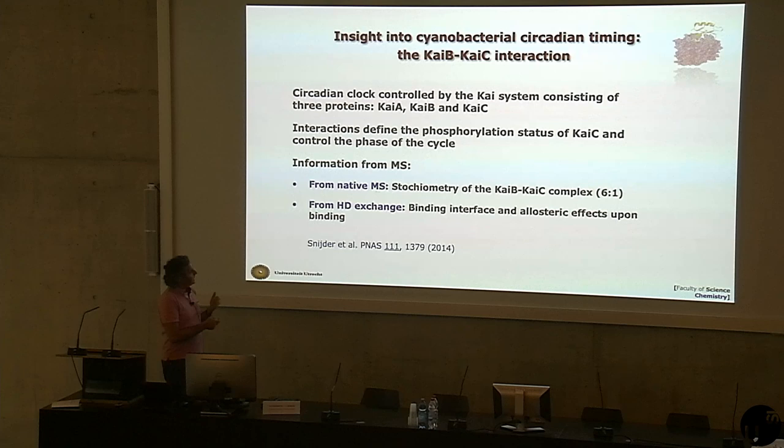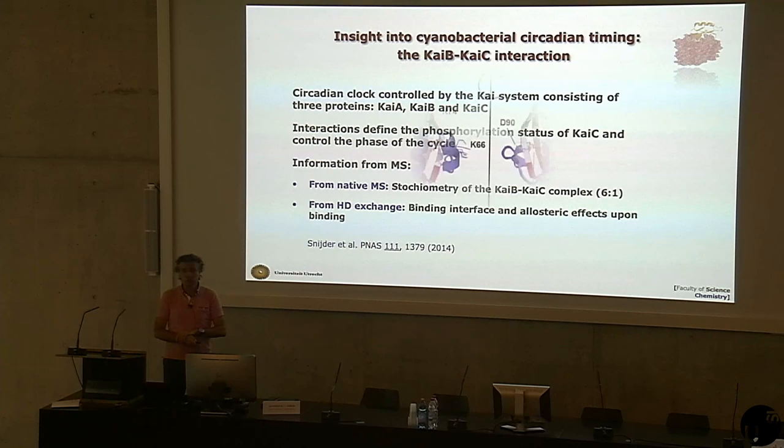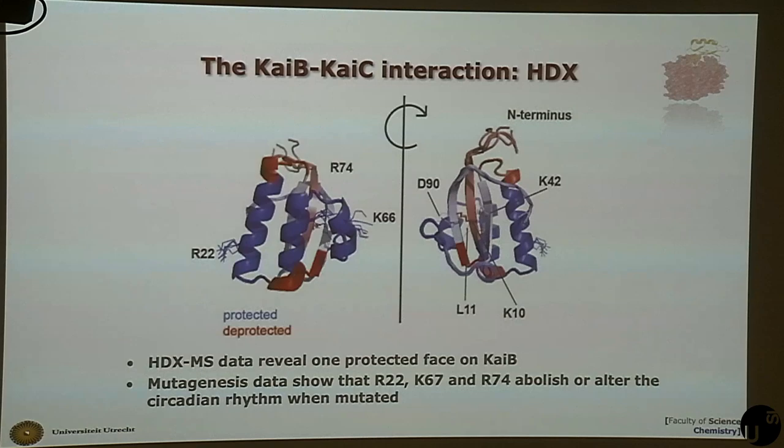And then we also added HD exchange data. I explained this type of data to you before. So this is now giving us information about the potential binding region on the surface of those proteins. So if you look at KaiB, this was the crystal structure which was available at the time. If you map the HD exchange data, it indicates that these helices seem to be the binding site. There were some additional data from mutagenesis, so we're going to use all those data for the modeling.